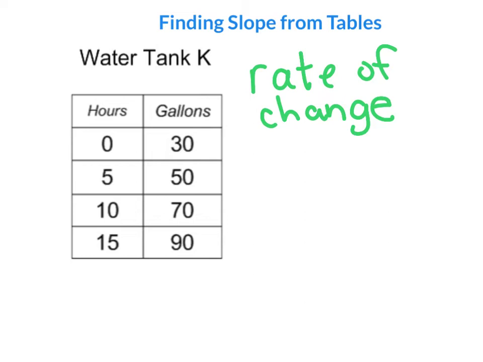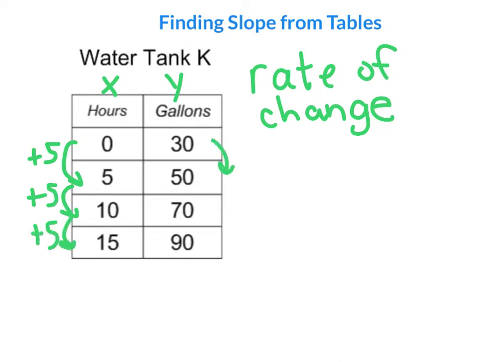So first thing is I'm going to look at my x value. This is our x, this is our y. And I'm going to see how this is changing. The hours are increasing here by 5. And in this next step, they also increased by 5. And in this step, they increased by 5. Now the gallons increased by 20, and then by 20 again, and by 20 again.